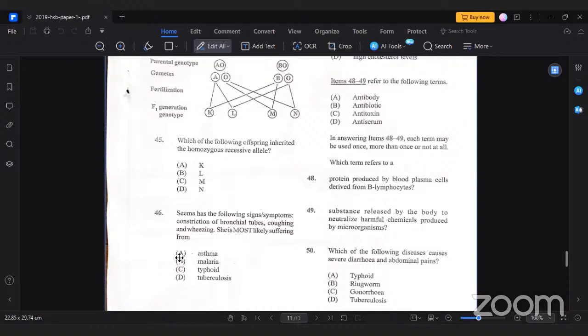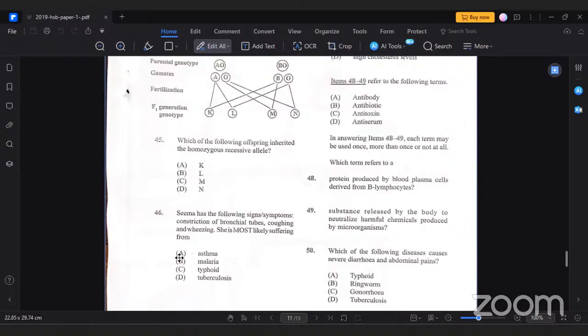Now we're at 48. Which term refers to the protein produced by blood plasma cells derived from B lymphocytes? These are proteins produced by blood plasma cells derived from B lymphocytes. We know that we're talking about our white blood cells, and to be more specific, lymphocytes. Earlier on in the live, we would have identified phagocytes. Now we are looking at lymphocytes.